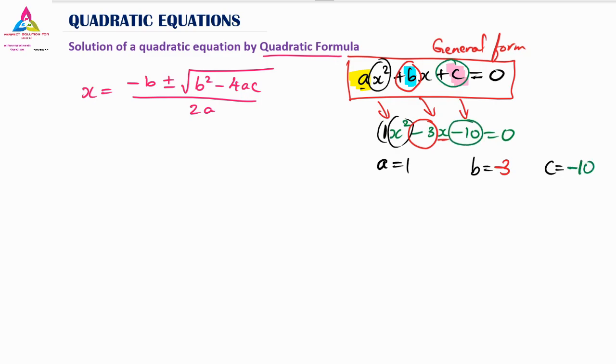Yes, very good. So this is the thing first you have to remember. The values we found, a, b, c, you have to substitute in the formula. That is called the quadratic formula.